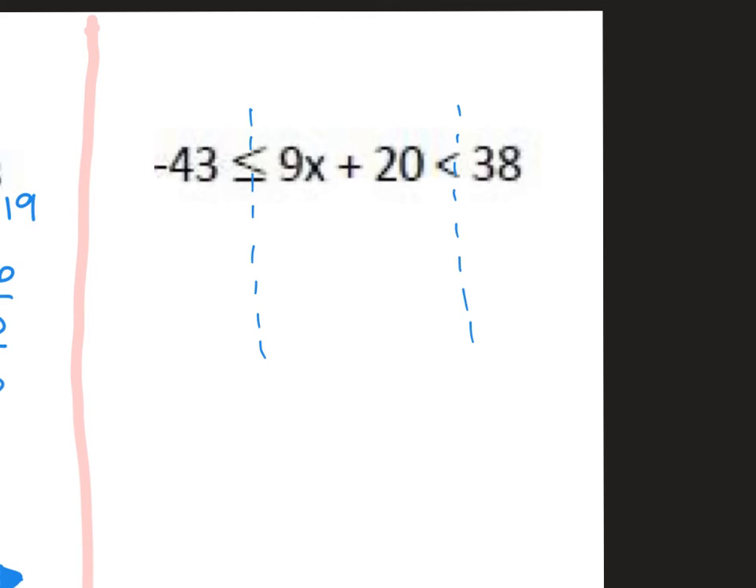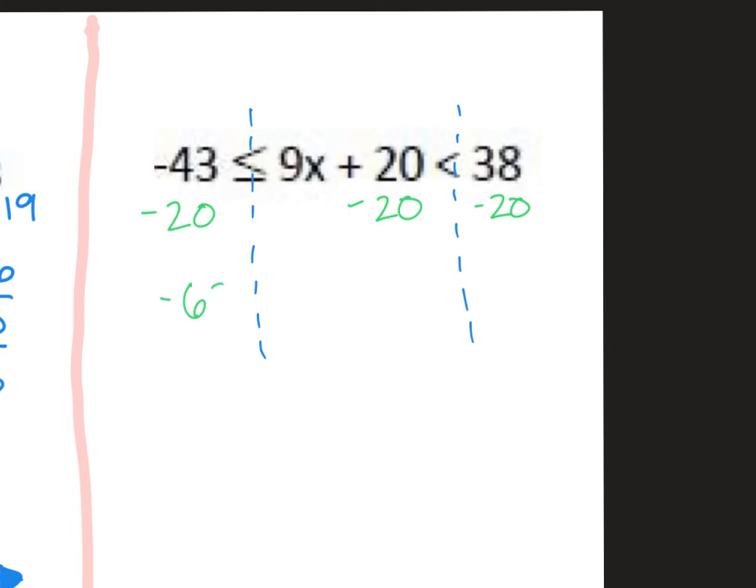So this is where it's really helpful, I think, to put your little dashed lines as barriers in between the three pieces of the problem. And you'll see what I mean in one second when I say we do the same thing to all sides. We're going to subtract 20 from the middle, from this side, and from this side. We have to do the same thing to each piece of it. And that's the most tricky part about solving AND inequalities, is remembering to do the same thing on every little part.